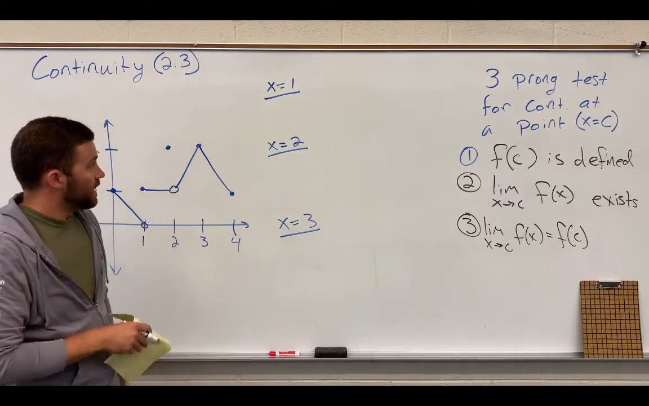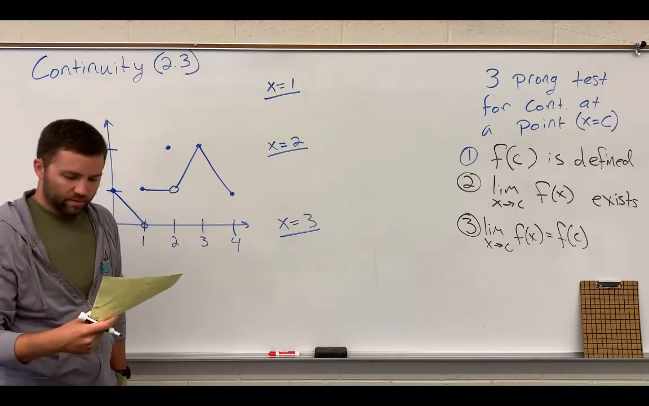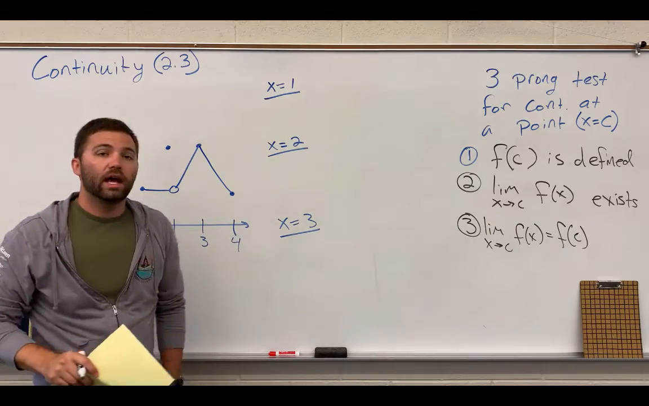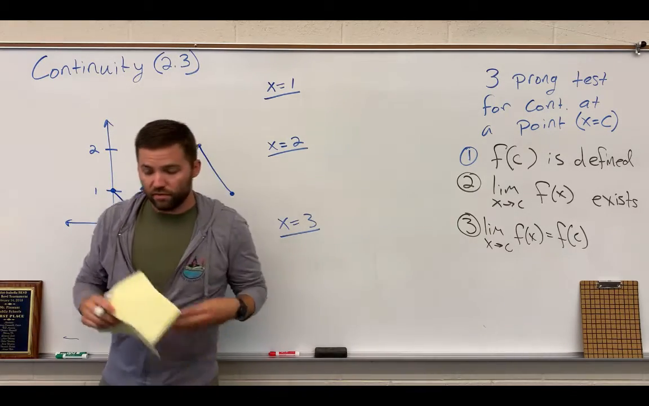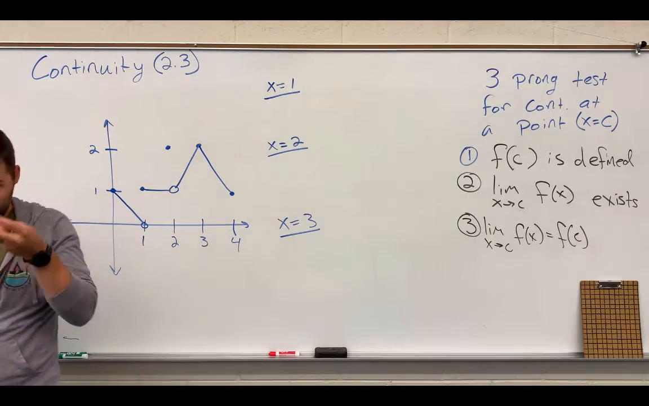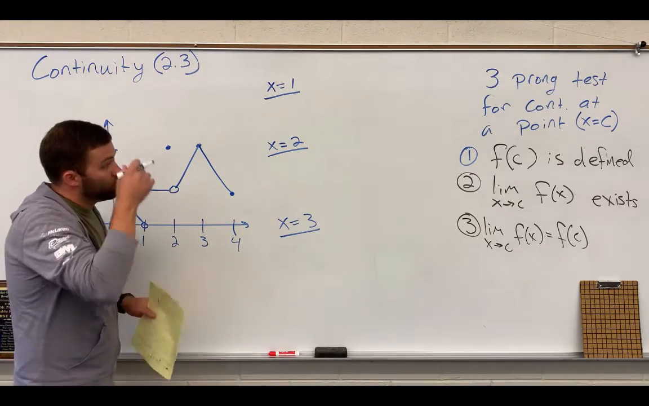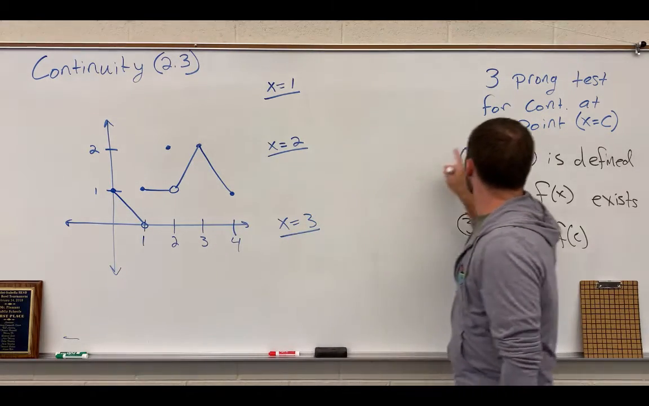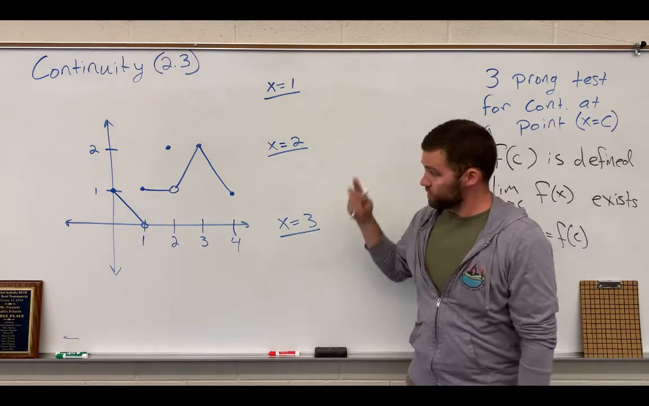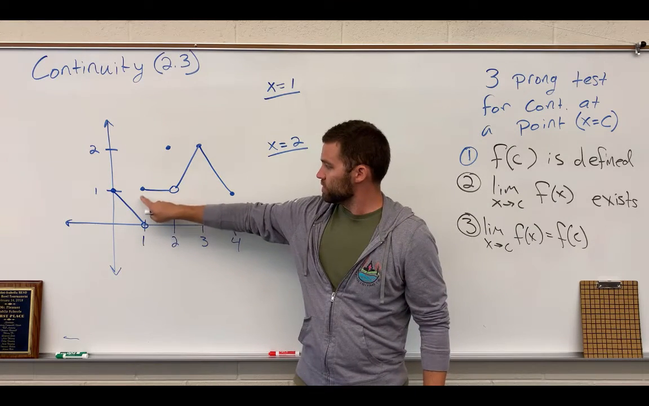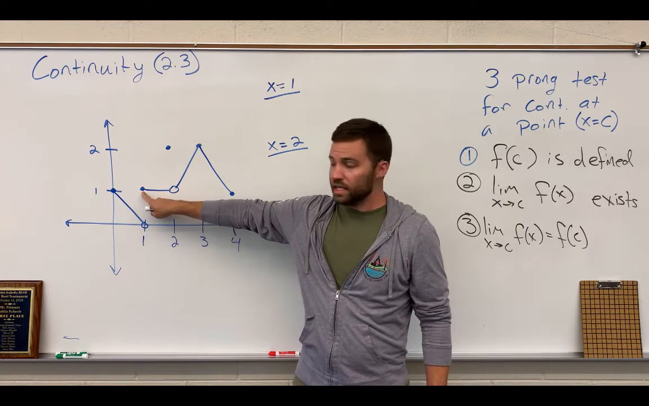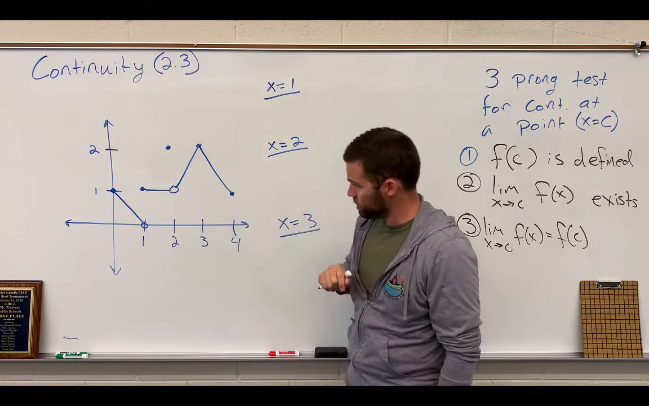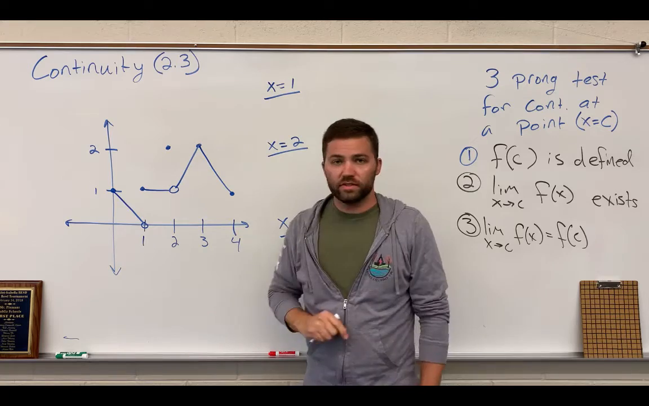So let's analyze these values, and we'll maybe do another one as well afterwards, but let's look at x equals 1, x equals 2, and x equals 3 using the 3-prong test and see if the function is continuous or not there. So we look at x equals 1 and we check. Prong number 1, does the function exist there? Yes, it does. The function exists at 1, its value is 1. So f of 1 is 1. So that's good.